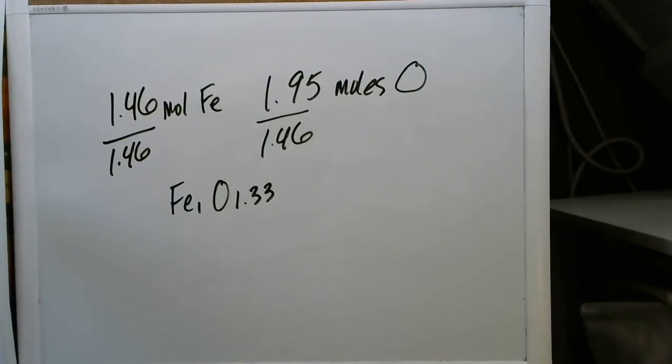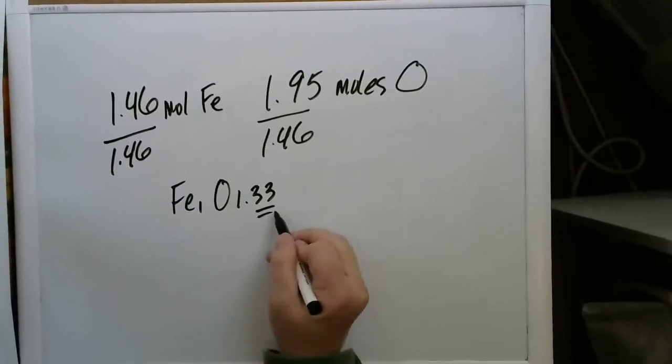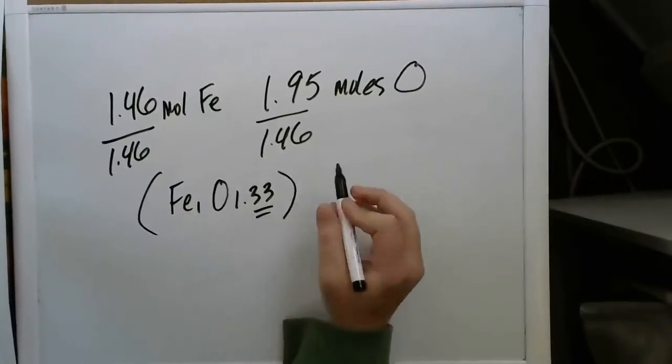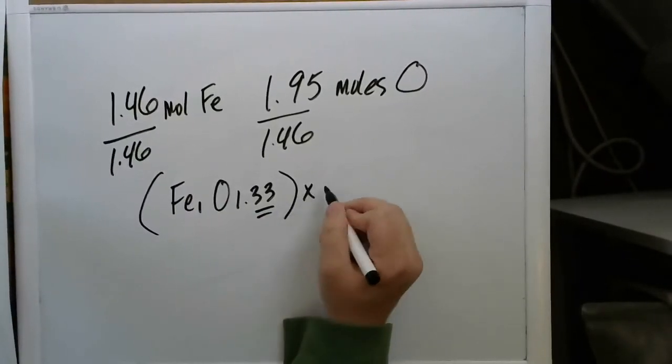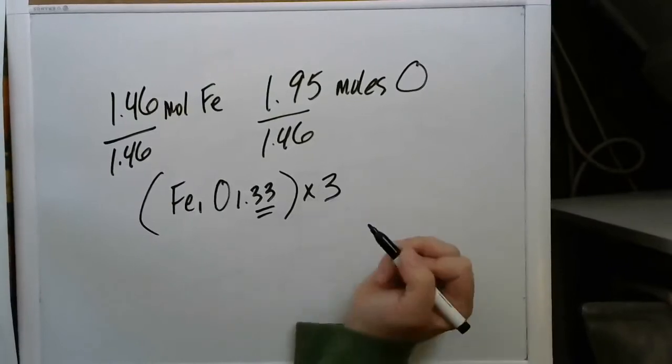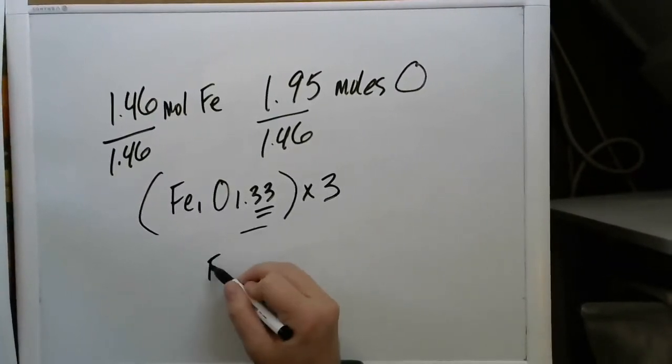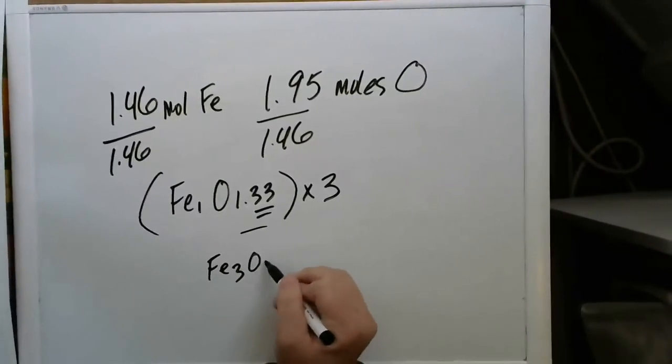Hopefully by now, we're aware that when we see this decimal combination, we would take this entire simple formula, or pseudo formula, and multiply it by 3 to get a whole number back out. So in that case, our formula is Fe3O4.